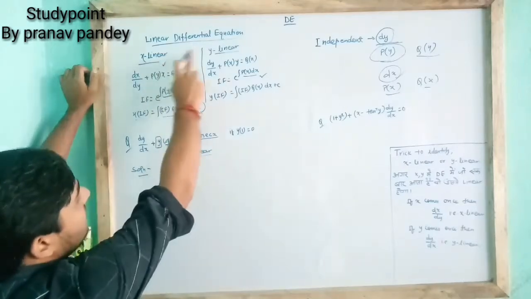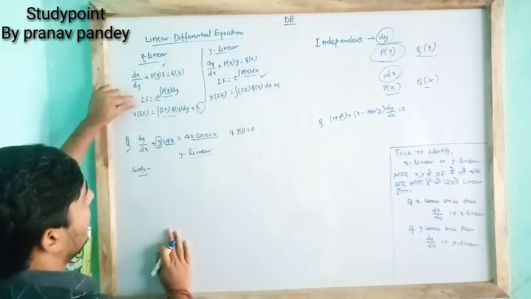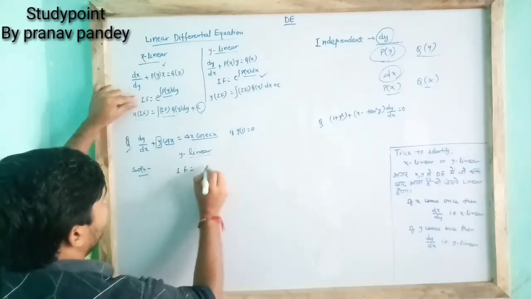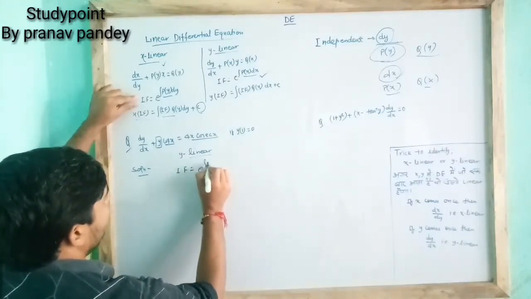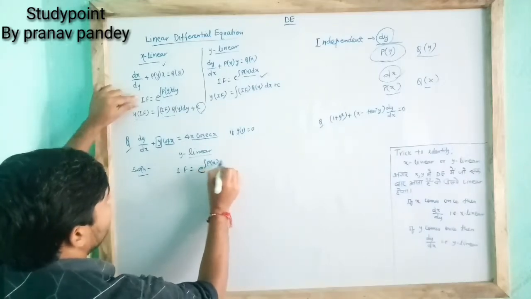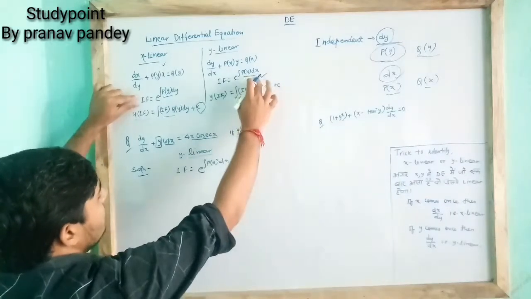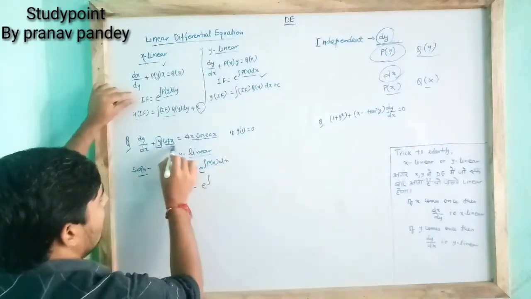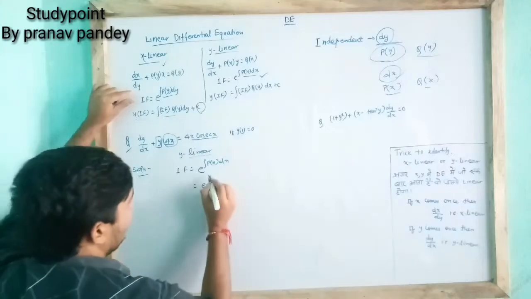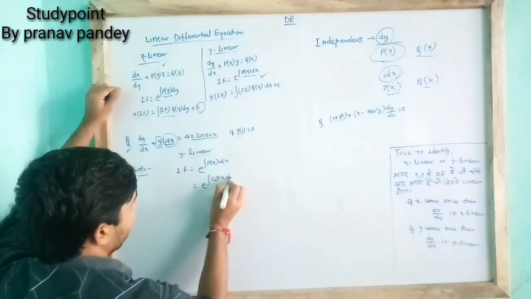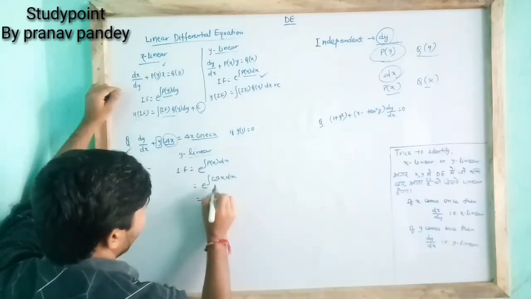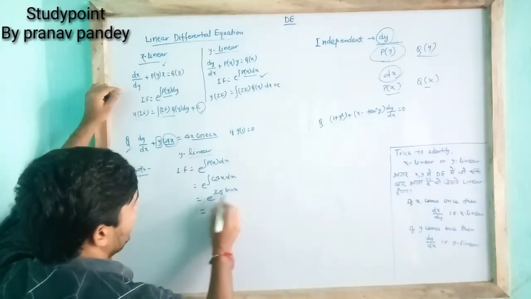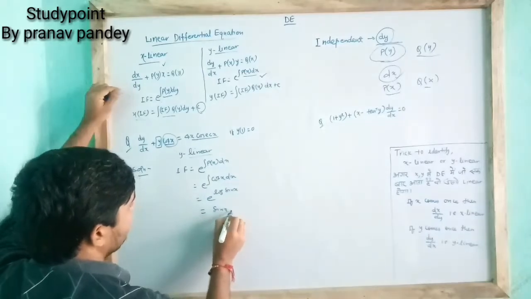We know when it is a linear differential equation, then we will take out its integrating factor. Its integrating factor is e to the power integral of p(x) dx, because it is y linear differential equation. So here cot x is the function of x, so we can write cot x dx. We know integral of cot x is log sin x, so e to the power log sin x is equal to sin x.